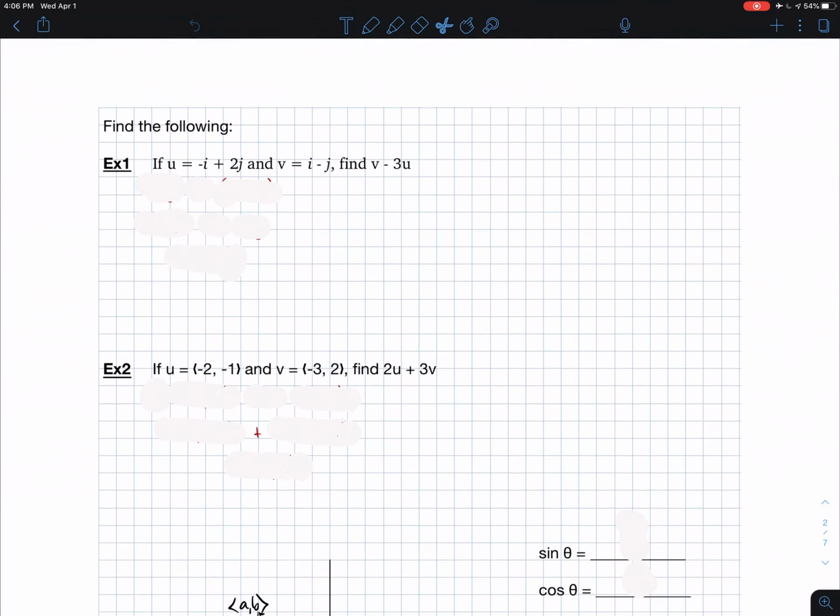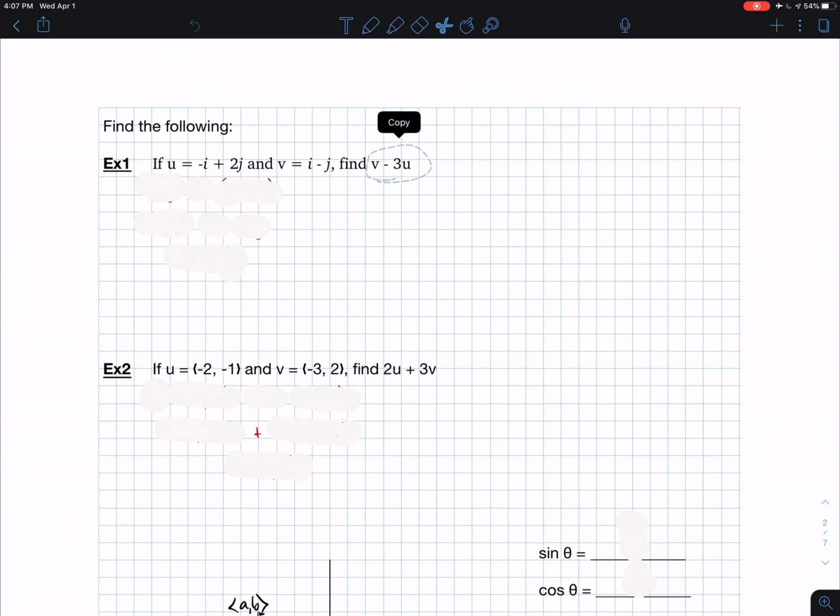All right, so for example number 1, I've been given two vectors. Both of these vectors are position vectors, and I know that because they're written in the i and the j form. I've been told to find a new vector, and this new vector is vector v minus 3 times vector u. This is actually almost pre-algebra. You don't even have to know anything at all about vectors to be able to know what's going on here.